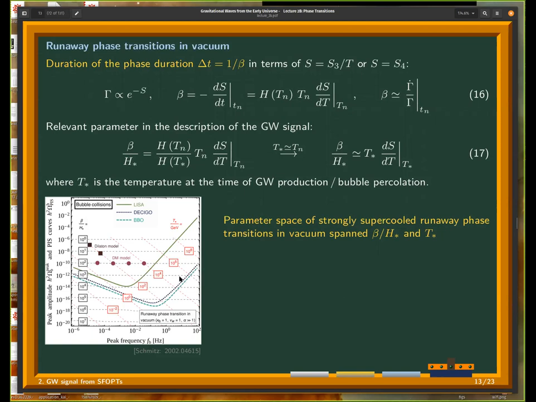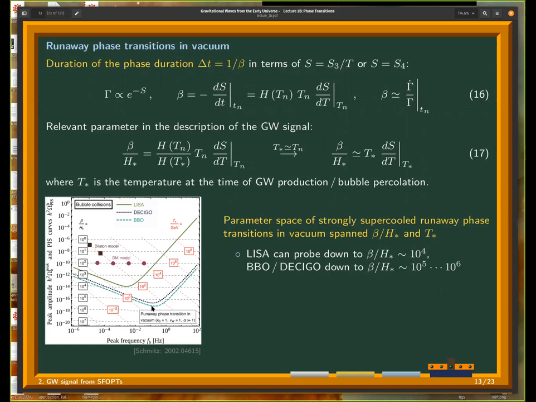And now we can put the sensitivity curves of future experiments in here. So LISA, DECIGO, and BBO. And this illustrates how these experiments will probe this two-dimensional parameter space. LISA can go down to beta over H values around 10 to the 4. So those are phase transitions that take place within a fraction 10 to the minus 4 of the Hubble time, that is the duration of the phase transition, okay? And BBO and DECIGO can go down to even lower values of beta over H around 10 to the 5 or 10 to the 6.